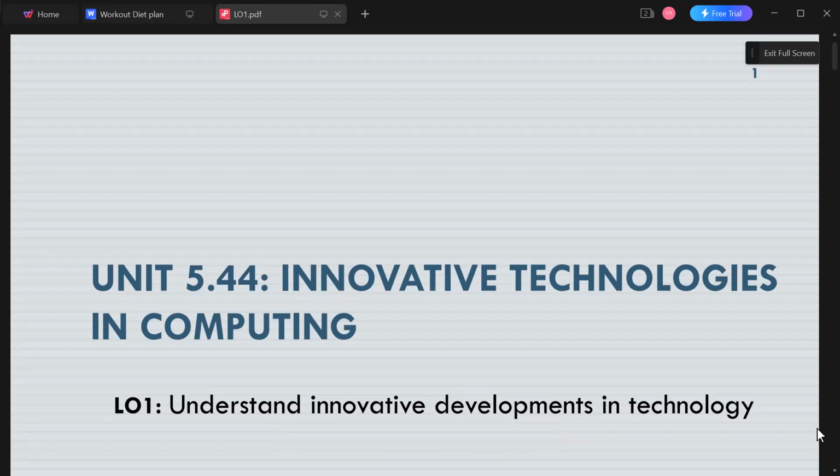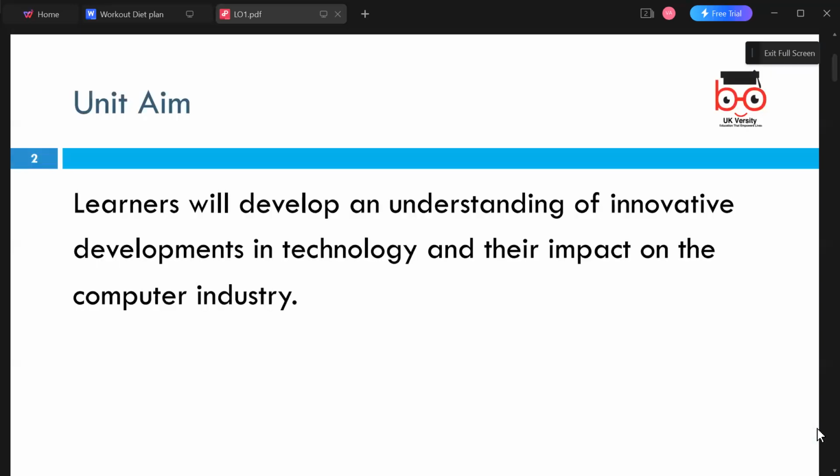So today we are starting a new unit, which is innovative technology in computing. In this, the first learning outcome, we're going to look into understanding the innovative development in technology. So what this unit is going to aim, the learner will now develop an understanding of innovative development in technology and the impact on the computer industry.